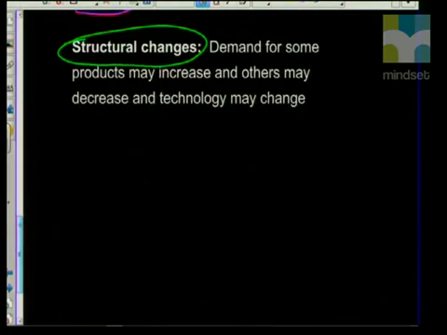The answer here is that the demand for some products may increase and others may decrease, and technology may change. That is also applicable to people being replaced by machinery.